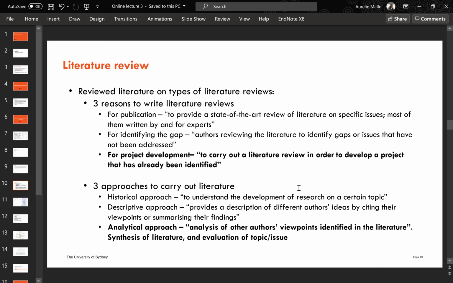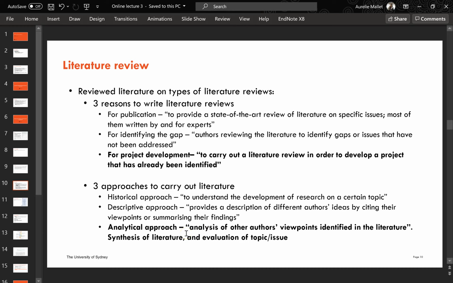Then you've got a second approach to carrying out a literature review, which is a descriptive approach. It provides a description of different authors' ideas by citing their viewpoints or summarizing their findings. So this is where you have a topic, and you would say, this author says this about this topic, that author says that, or you might summarize actual findings from other research. So if you read a research article, you provide a summary of what they found in their interviews or whatever it is that their research was about.